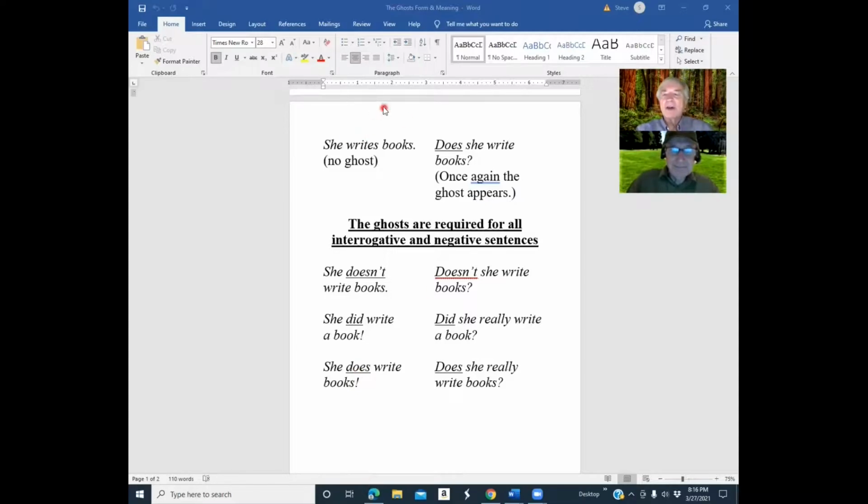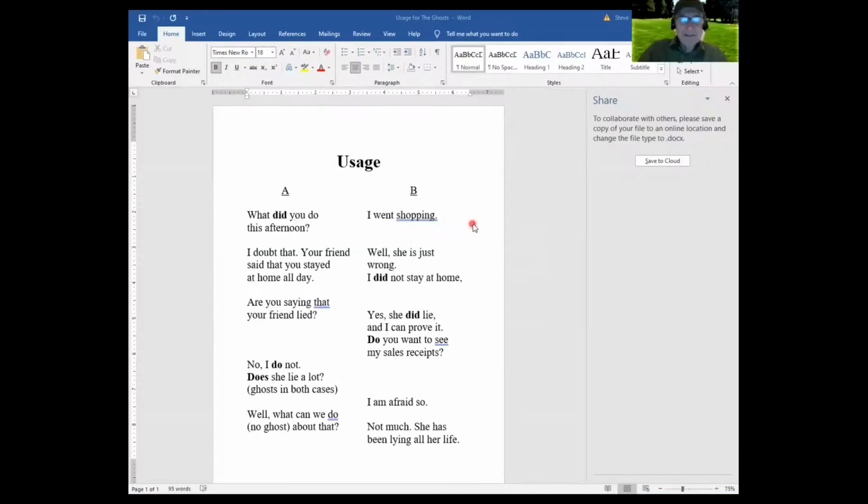So let's go now to another slide and have another discussion. You remember the three things that are the basic pillars of language learning. We already touched on form and meaning. You saw that in the last slide. Now this is usage. And here's where I'm going to point out to you all the times in a very simple conversation how the ghosts appear and then they disappear. So let's just take a look at that.